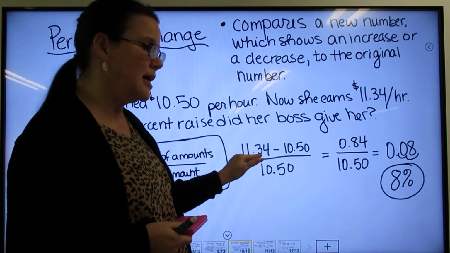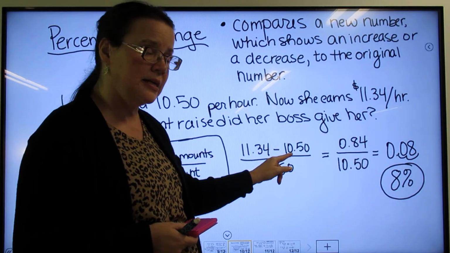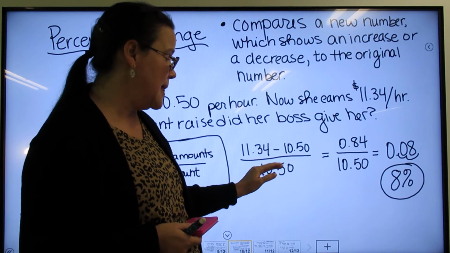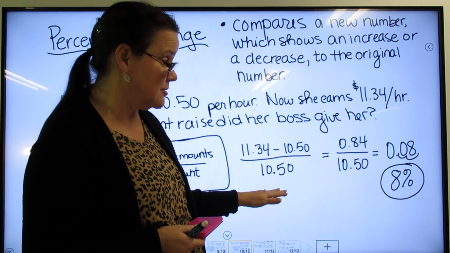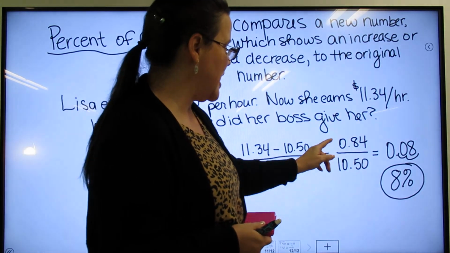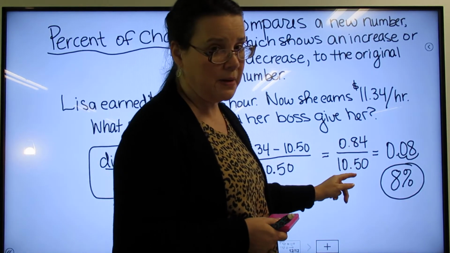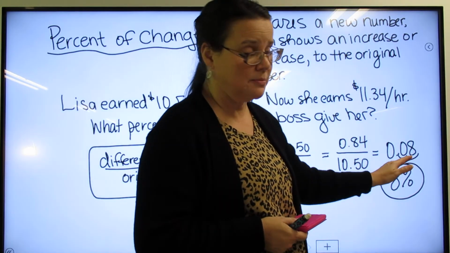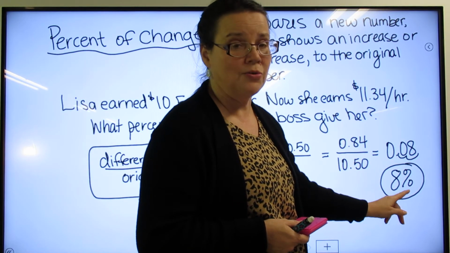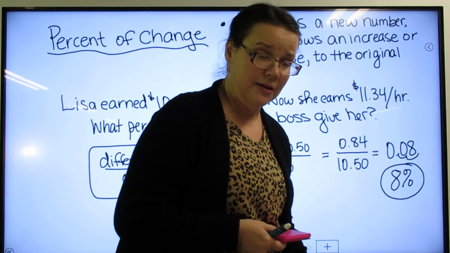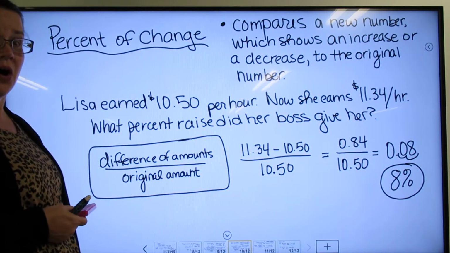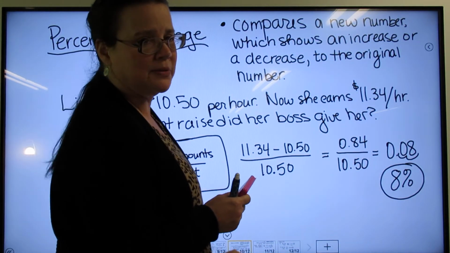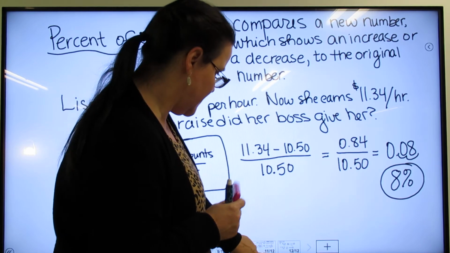And so I'm taking $11.34 and I'm minusing $10.50. And then I'm dividing it by $10.50. And so now I have 84 cents divided by 10.50, and now remember, it's going to give you a decimal, and they want the percent, so you have to change it to the percent. Okay? And it's going to be an 8% raise. Awesome, right? No one gets an 8% raise anymore. We all get 2%, if that.